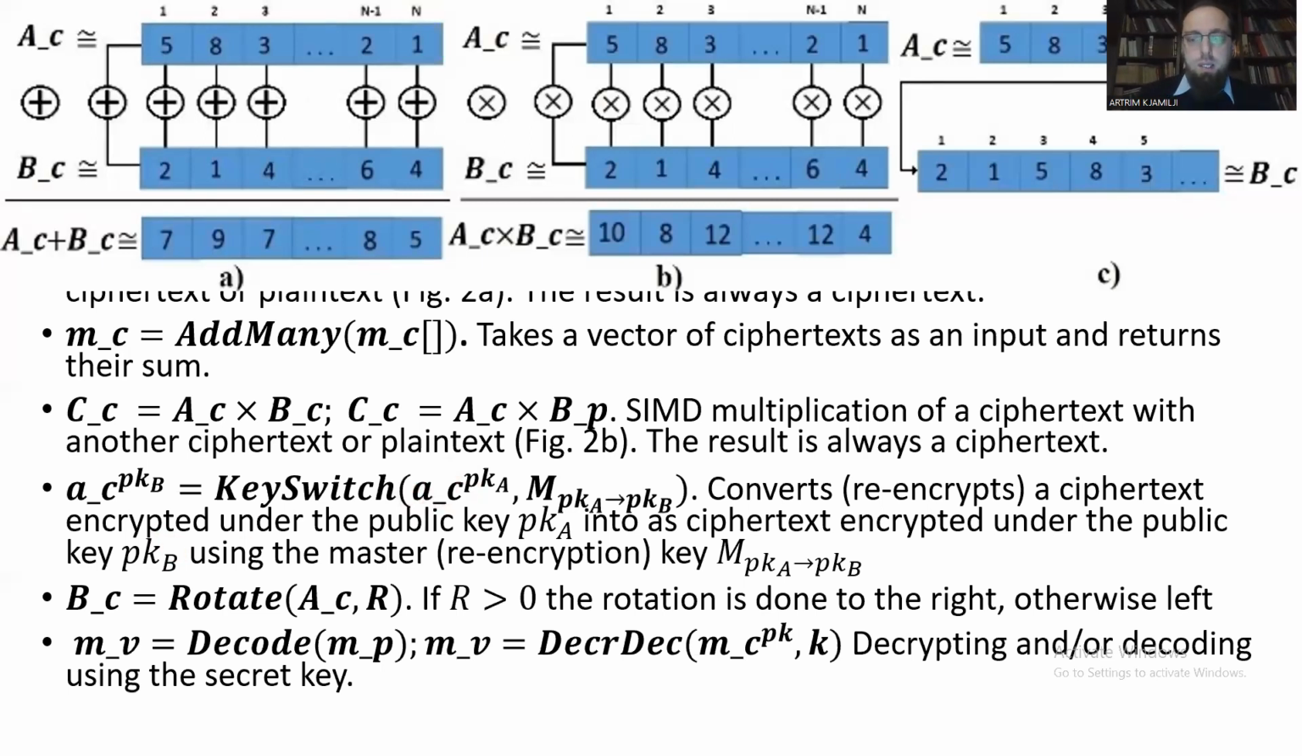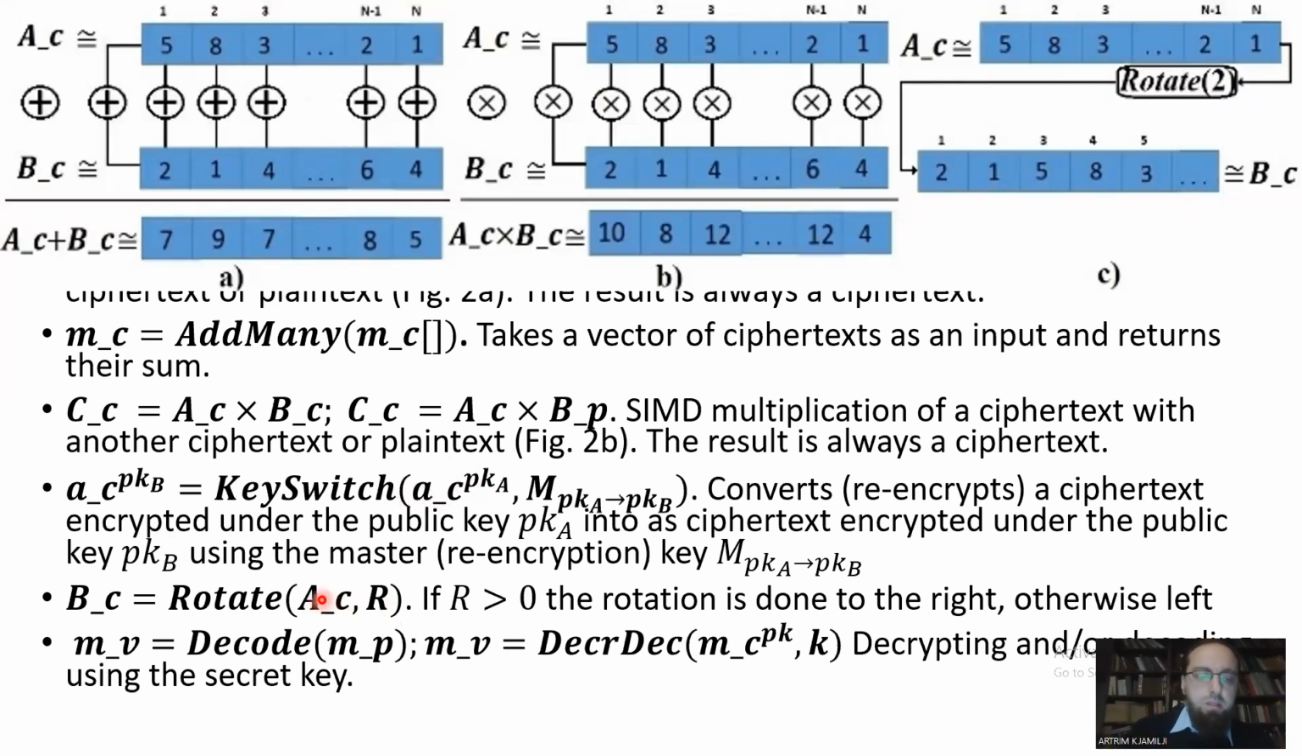Furthermore, we can rotate ciphertexts. So basically, rotate is a function which takes a ciphertext and a rotation R, which is an integer. If R is 0, the rotation is done to the right, otherwise it's done to the left, and it is illustrated here. So this is our ciphertext. If we rotate it by 2, 5 is in the first index, now it goes to the third index. 8 is second, then goes fourth, and so on. Well, there's 2 and 1, which are at the end; the coefficients at the end of the ciphertext go around in a circle to the beginning.